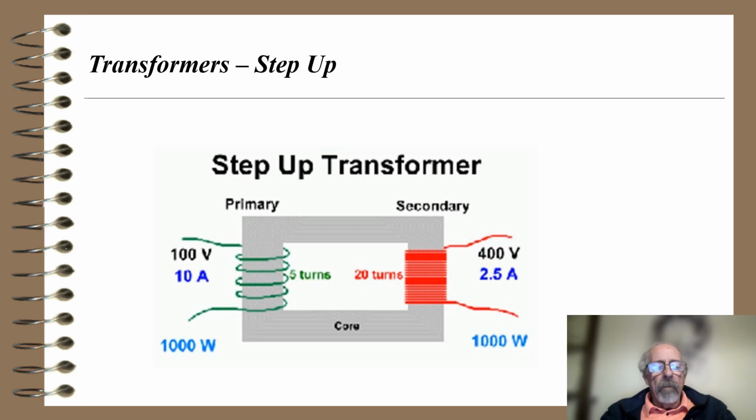Here's a step-up transformer. Now we have 100 volts on the primary and 10 amps, so 1,000 watts on the primary. There are 5 turns of green wire on the primary, and there are 20 turns of red wire in the secondary. Well, that's a 4-to-1 turns ratio. So the secondary now has 400 volts, but only 2.5 amps. You multiply that out, it comes out to 1,000 watts. Again, you cannot get exactly 100% efficiency.